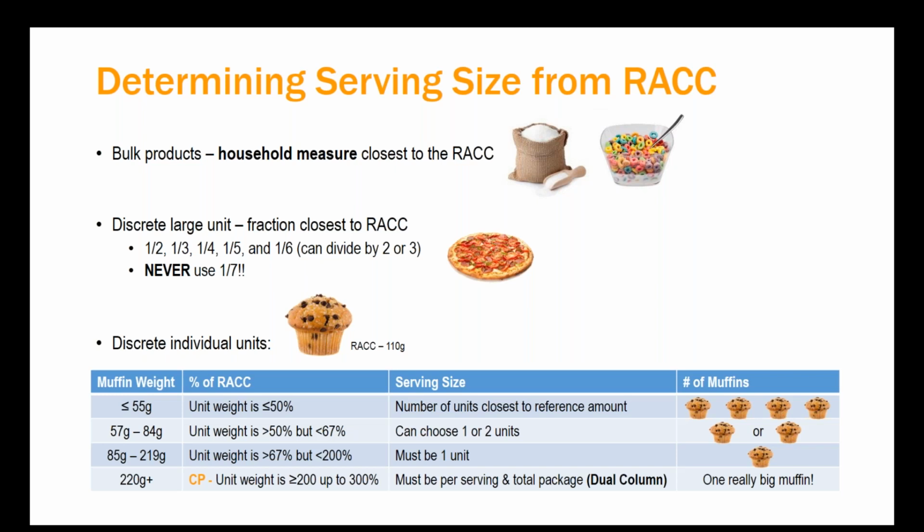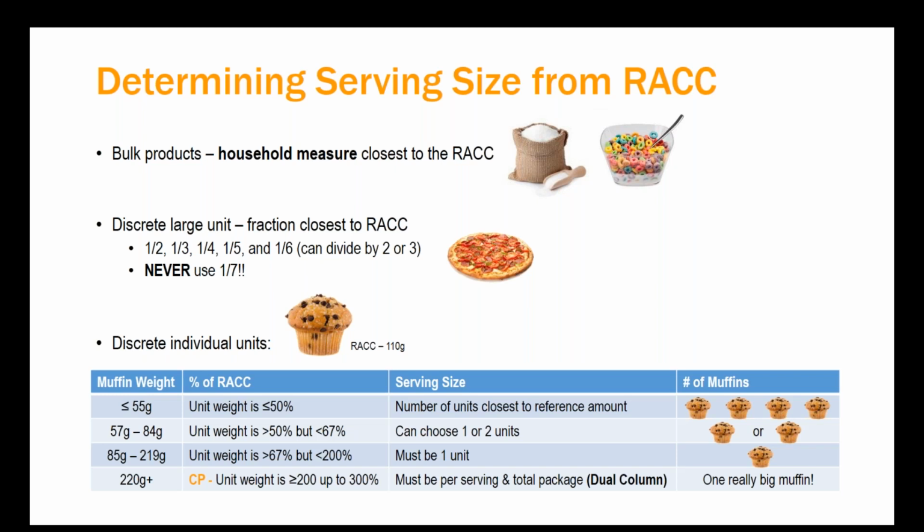The next category is discrete large units. So something that's really obvious, these are supposed to be things that are divided for consumption. So a pizza is a perfect example. A pie is another perfect example. What the FDA says is that you would use the fraction closest to the RACC. So that can be halves, thirds, fourths, fifths, sixths, any of those denominators that can be divided by 2 or 3. An interesting thing to call out is that you shouldn't really use 1/7 as a fraction. The FDA kind of considers this as too difficult and not consumer friendly. When you think about it, I don't know anybody that divides their pizzas into 7s. I'm sure it can be done, but it's just not easy and not what we normally do. So just an interesting point there.